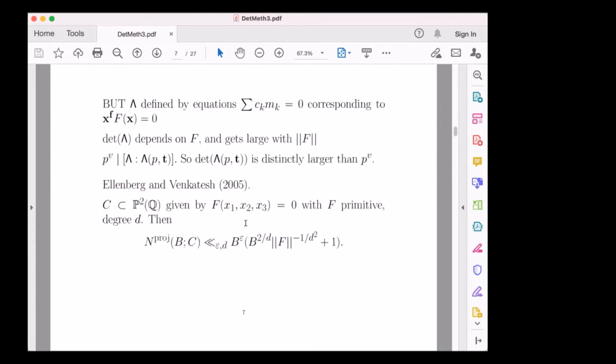Now, there's one important feature here, that we constructed our original lattice by using equations of the type ck mk sums to 0 corresponding to this polynomial equation. And the ck, as I said, were effectively the coefficients of capital F. And that means that lambda, det lambda, depend on the coefficients of capital F, and the determinant of lambda will get large as the coefficients of F grow, in a way that you can make precise, but it's a little bit complicated.